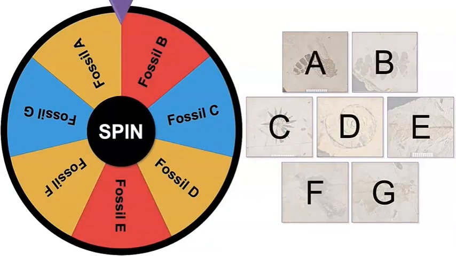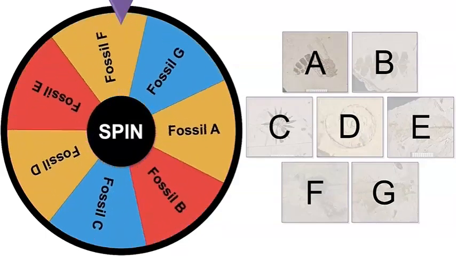I've assigned each fossil a letter. Whichever fossil the wheel lands on, we'll observe. I'll count down from 3, then you yell spin and I'll spin the wheel. Ready? 3, 2, 1, spin!